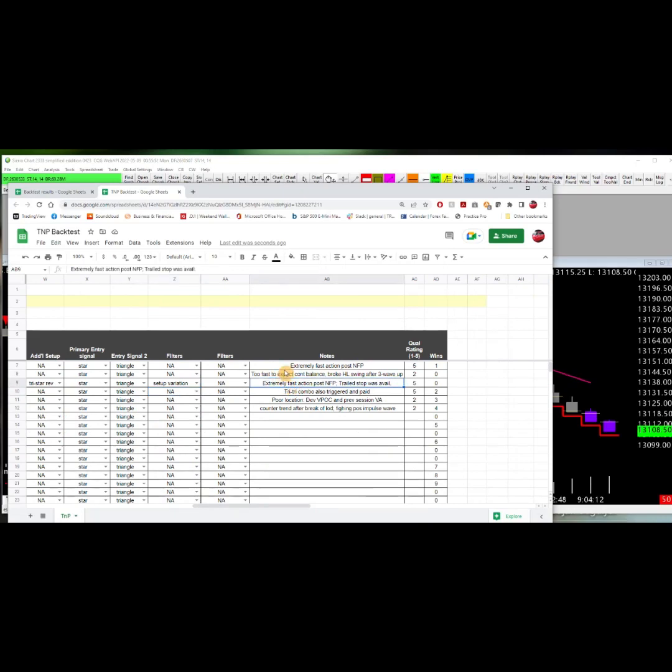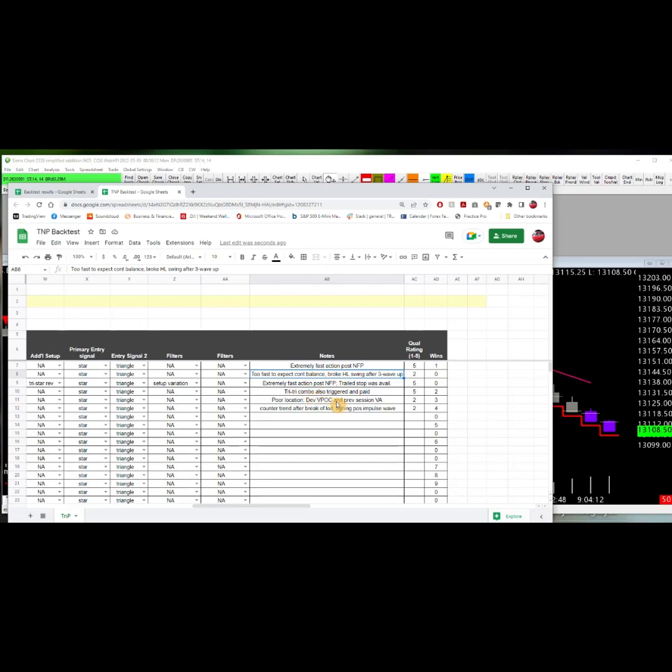Here I just have notes, so things like it was extremely fast action because it was after the non-farm payroll. And then here I took a, let's see, broke the higher low swing after a 3-wave up. It was too fast to expect continued balance. So I probably took a balance trade and it was a mistake.